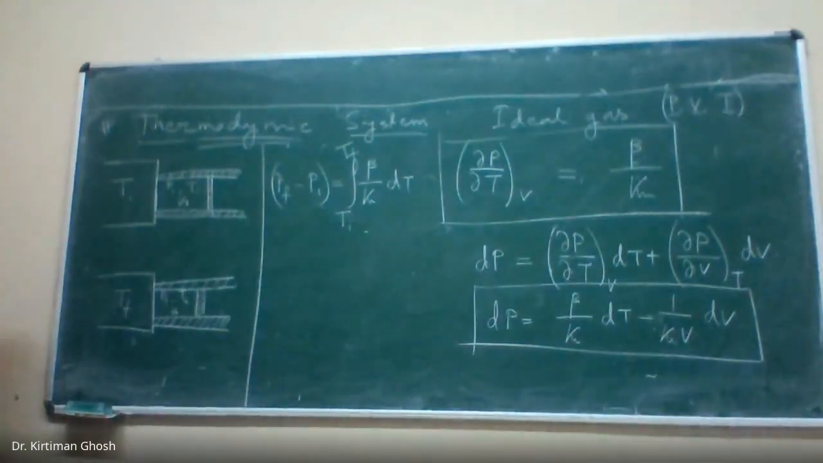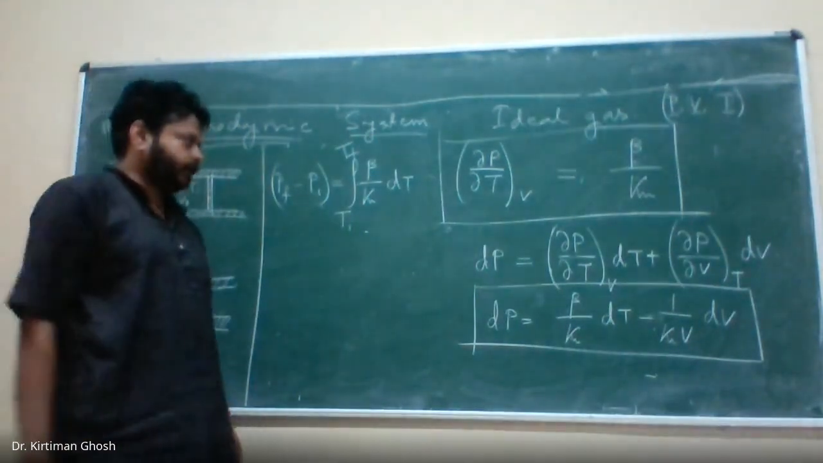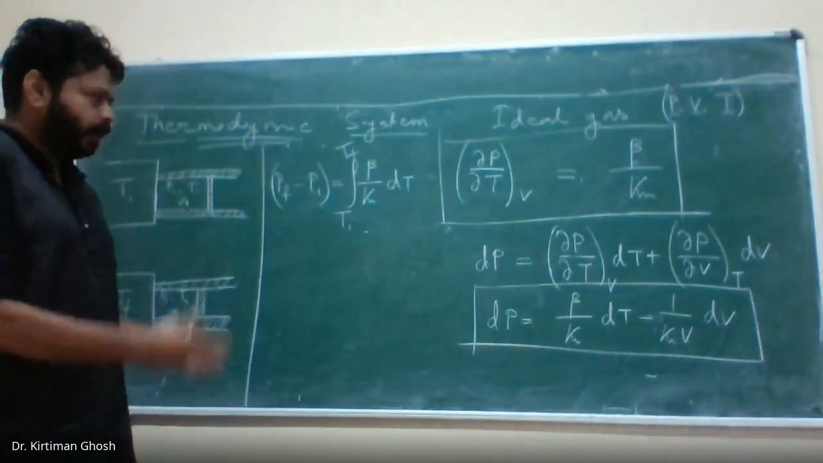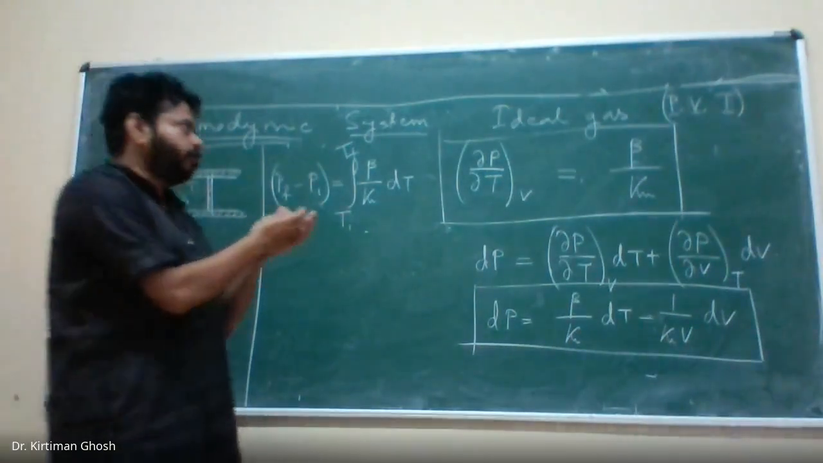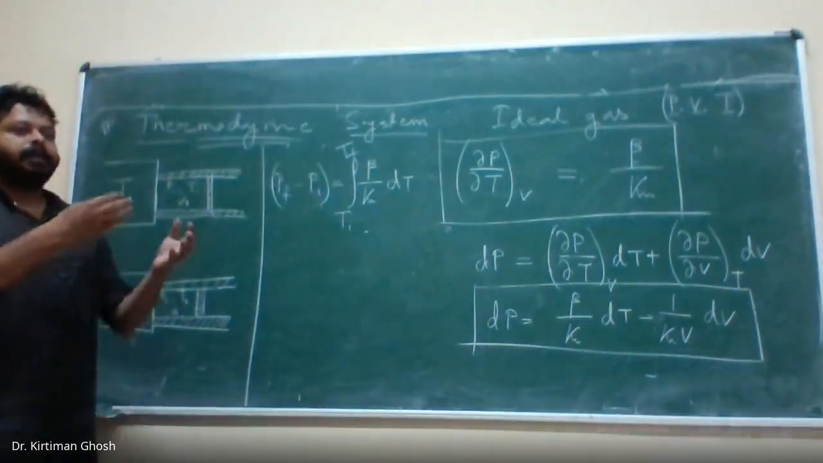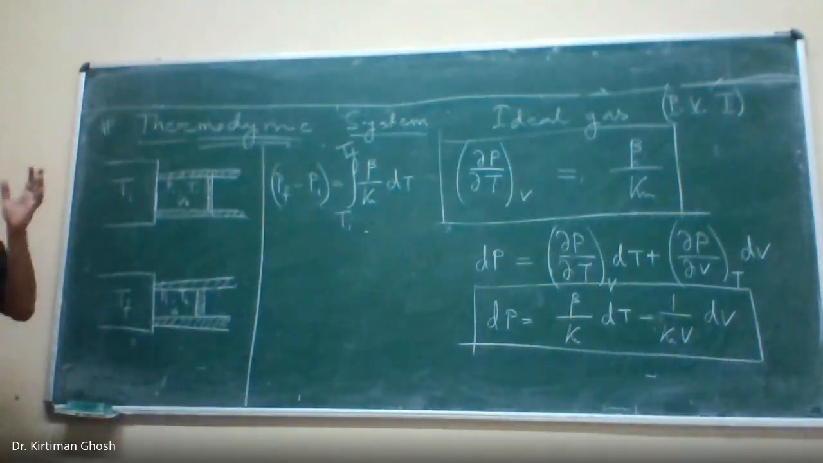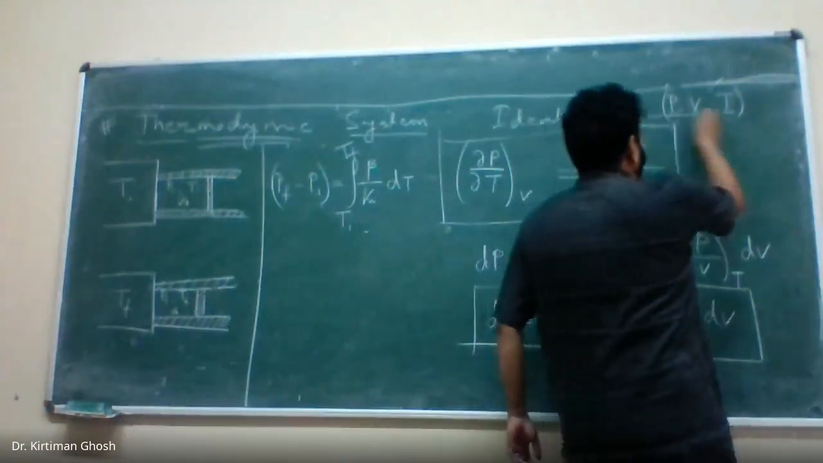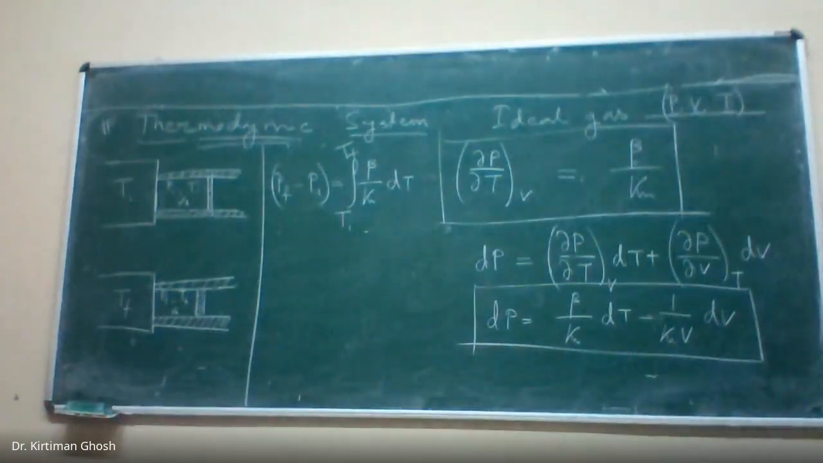Right? So you know the power of this technique. We mathematically formulate a system. We do some mathematical formulation for the system, and that formulation is based on some general idea. I do not know the exact relationship, so I have assumed that there is a relationship between P, V, and T.